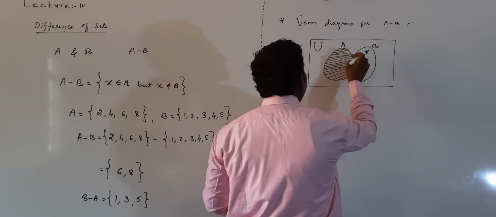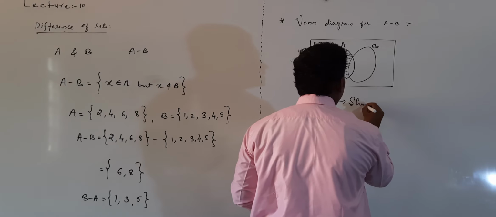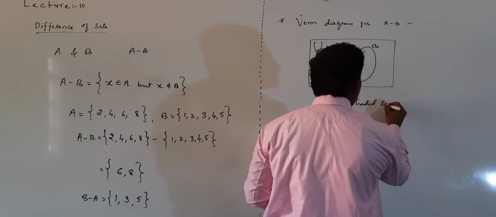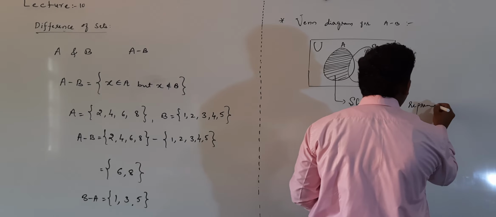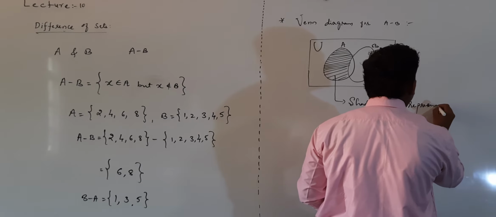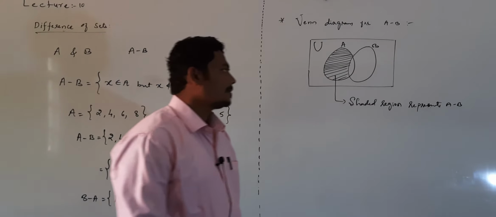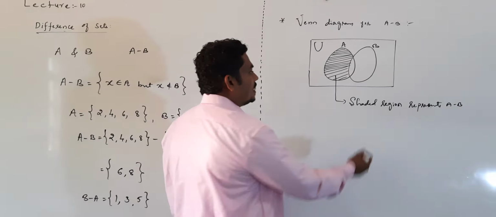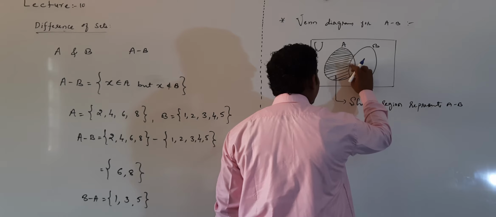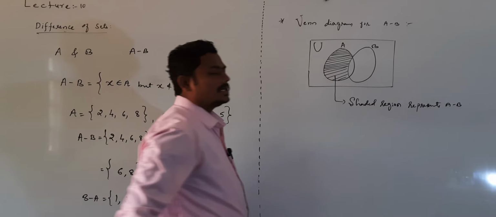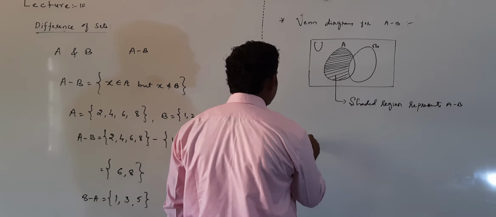It represents the shaded region A minus B. This is the common region, this is A intersection B only. The common part is A intersection B. After that, Venn diagram for B minus A.